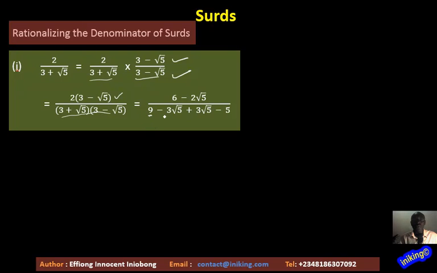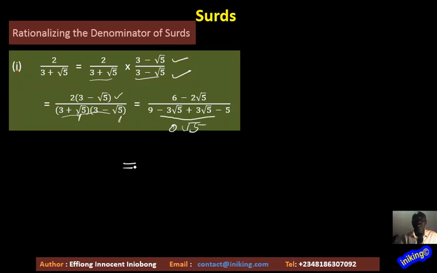3 times negative root 5 there, plus root 5 times 3, okay. And then root 5 times root 5. Root 5 times root 5 is 5. And positive and negative will give us negative. You will agree this one will cancel out. Yes, minus 3 root 5 plus 3 root 5, simple algebra, that will be 0 root 5. So there's no more root 5.